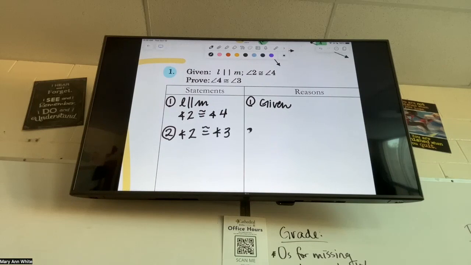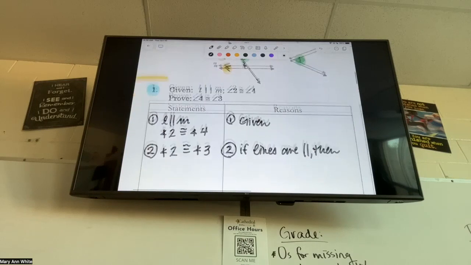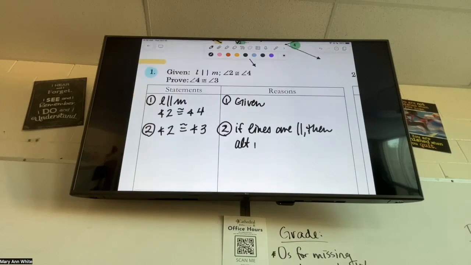And we can say that because of our postulate, our theorem that we learned yesterday, if lines are parallel, then what was my relationship between 2 and 3? Alternate interior, good. So alternate interior angles are congruent. All right, I actually think we're ready to be done now. We've got one more step. I think that we can prove that angle 4 is congruent to angle 3.